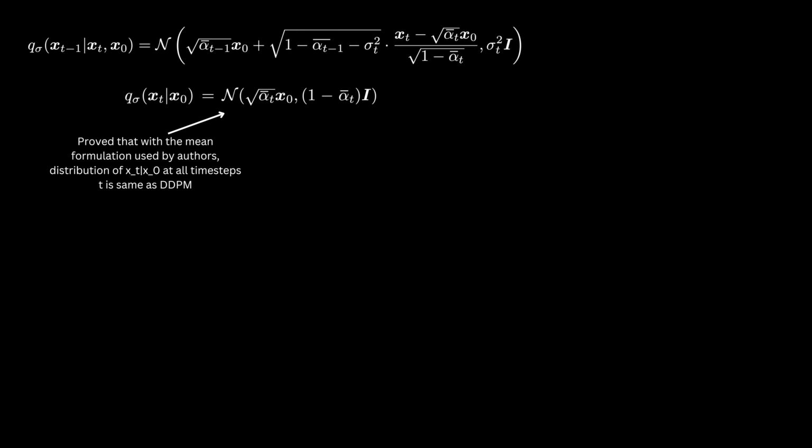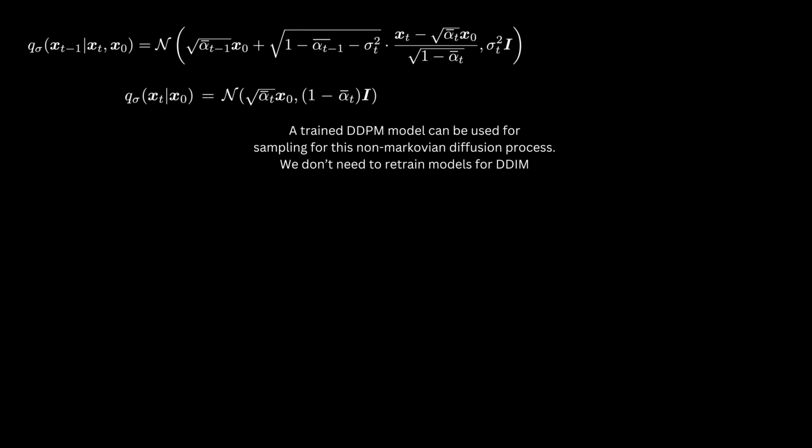Since our two conditions are met, that is, we have the mean of distribution as a linear combination of xt and x0, and we have shown that q of xt given x0 has the same form as DDPM, then a trained DDPM model can directly be used for sampling for these diffusion processes as well, even though here the forward process is no longer Markovian.